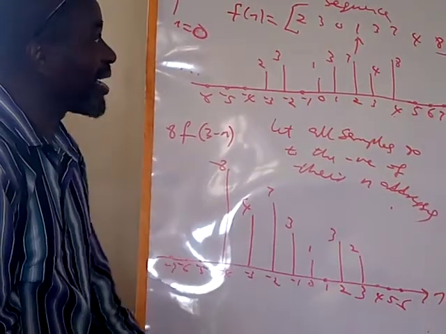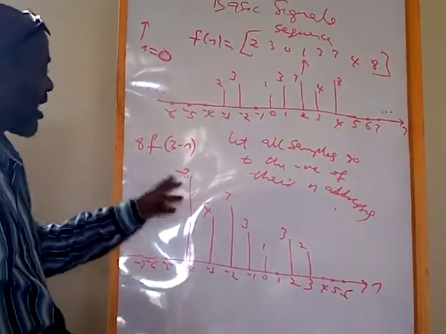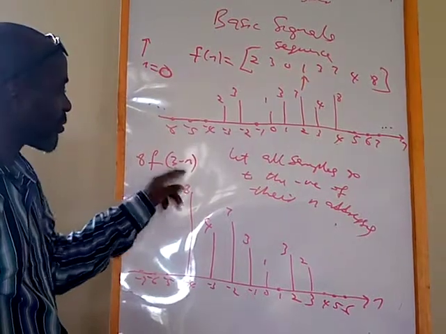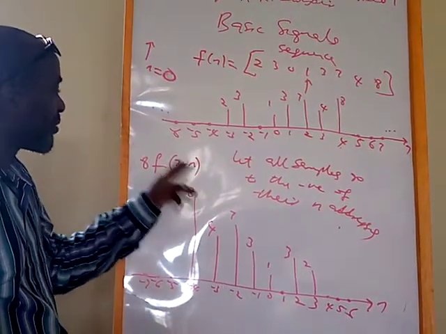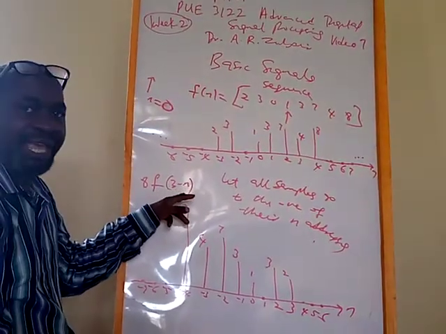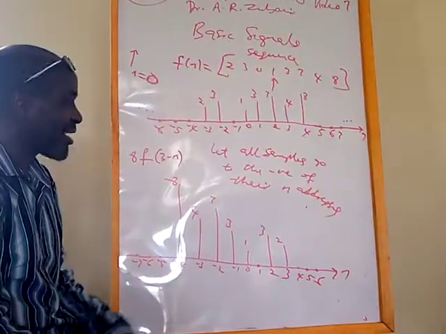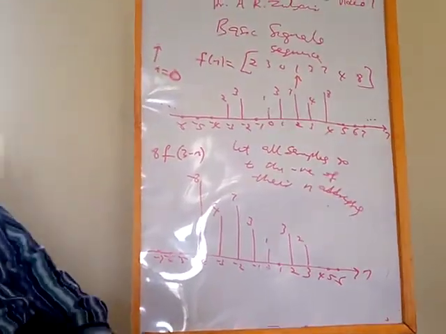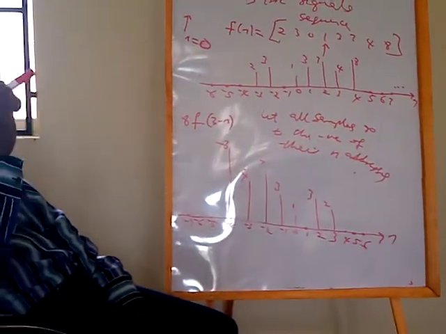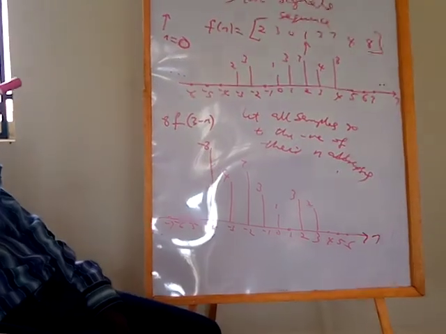Let's continue from here. These are video 7. What I've done so far, this is what we are looking for, 8F(3 minus n). What I've done so far is reversal. It will involve reversal because in 3 minus n there's a minus in front of n, so there will be a reversal compared to this. And I've told you that reversal simply means taking every sample to the opposite, to the negative of its former address.